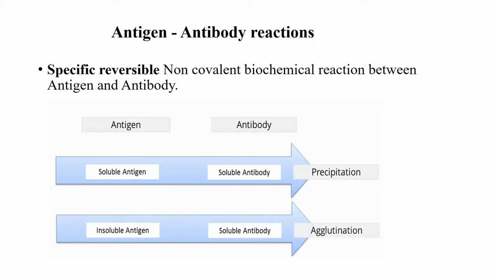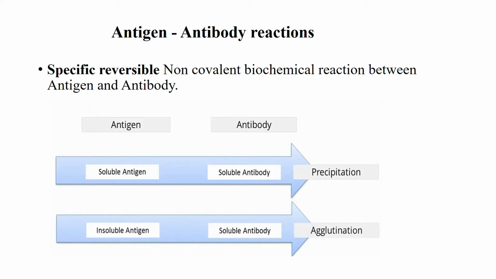Antigen-antibody reaction. These are specific, reversible, non-covalent biochemical reactions between antigen and antibody. If we see this antigen and antibody, these antibodies are smaller and always soluble, whereas antigen can be smaller or soluble or insoluble or a larger antigen.